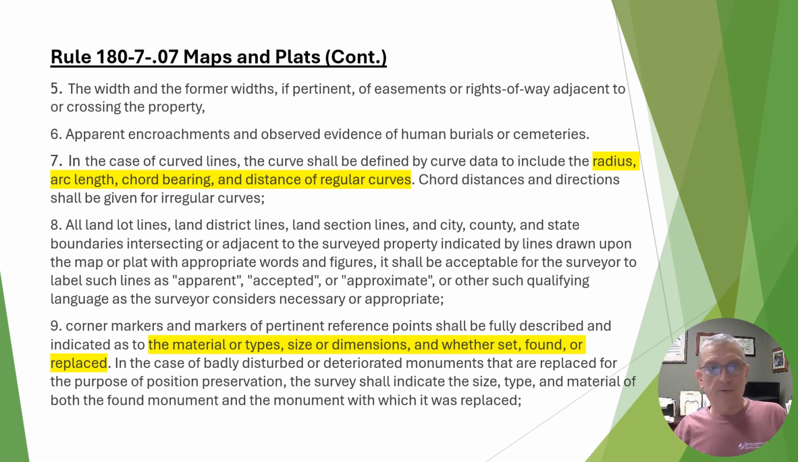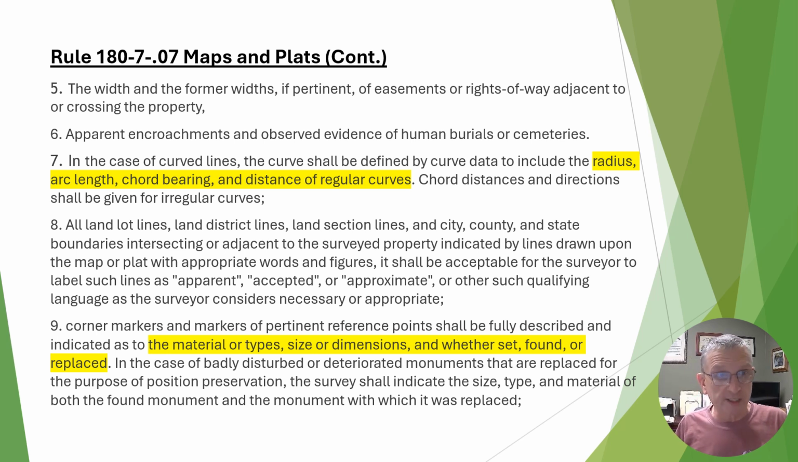Moving on: widths and former widths of pertinent easements or rights-of-way, encroachments, observed evidence of human burials or cemeteries. In the case of a curved line, you've got to put four components on there: the radius, the arc length, the chord bearing, and the chord distance of regular curves. Chord distances and directions can be given for irregular curves, such as a stream maybe, or an old road bed, or an irregular road for that matter.